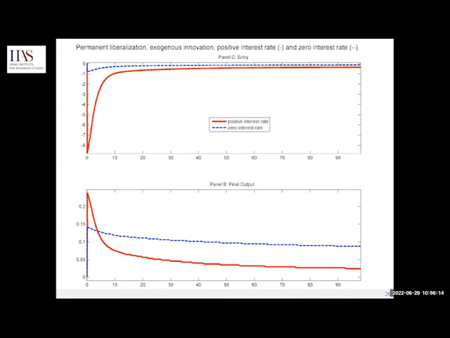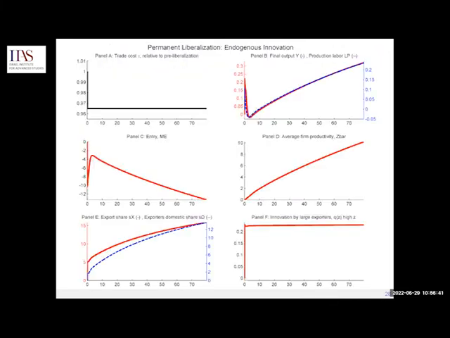But in a model where you do have this interest rate, the key thing is that exporting profits become more valuable to the incumbents than they are in anticipation for the entrants. That's when you generate the big drop in entry, and that generates a lot of transition dynamics to trade liberalization. Now let me show you a little bit with endogenous innovation.